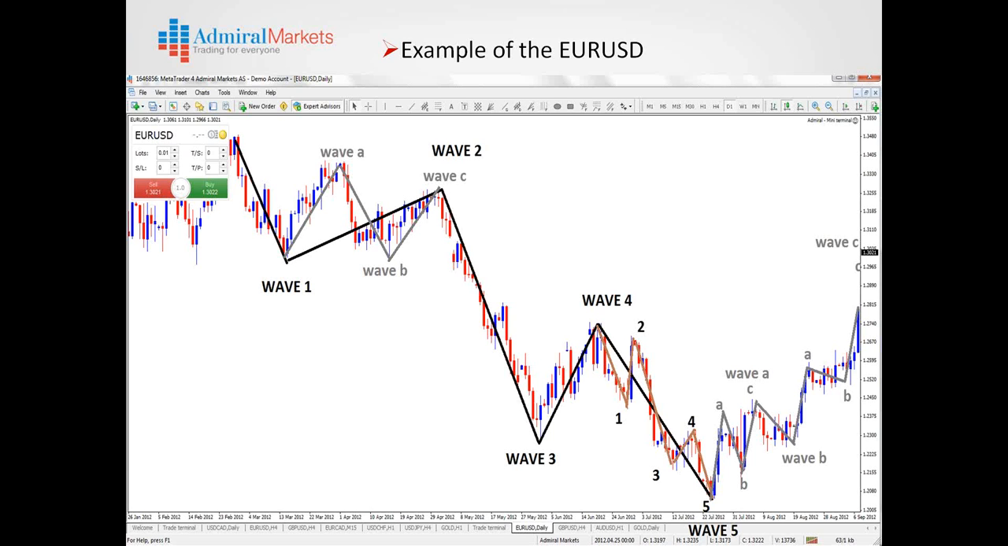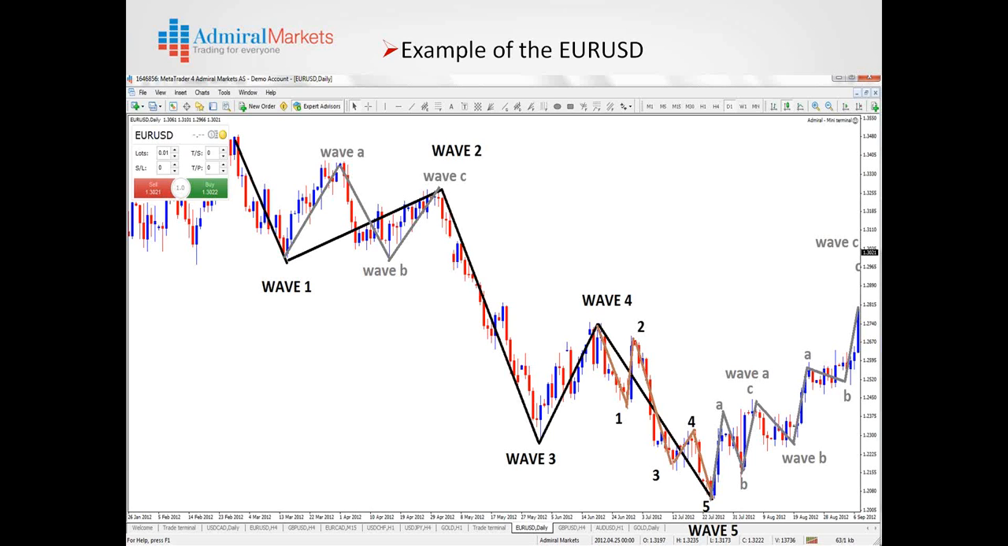So you can see that within wave 2, I labeled a grayer ABC to show you that there could be bigger corrections within a wave. You can see that that corrective has an ABC structure to it. And then also within wave 5, I gave you an example of a clear extended 5 waves within the 5th wave in that last part.